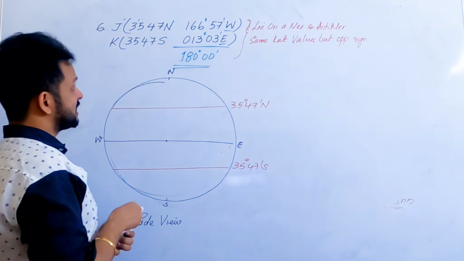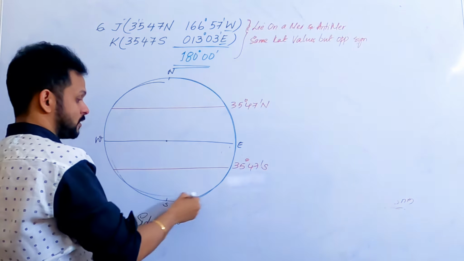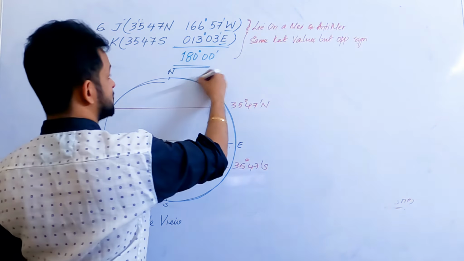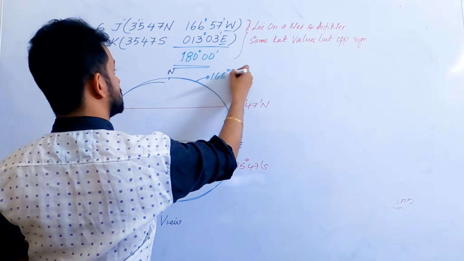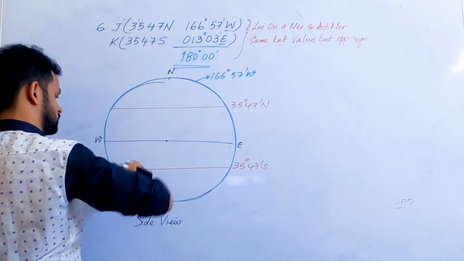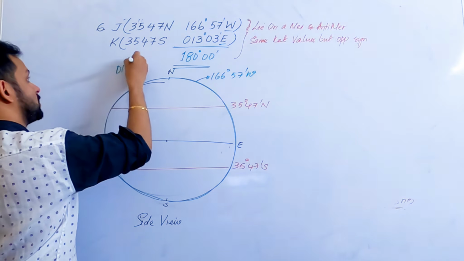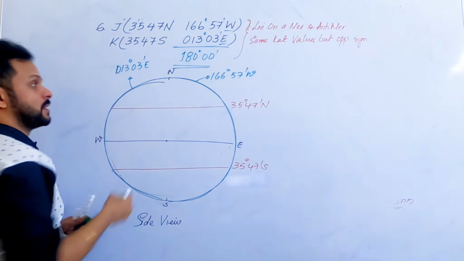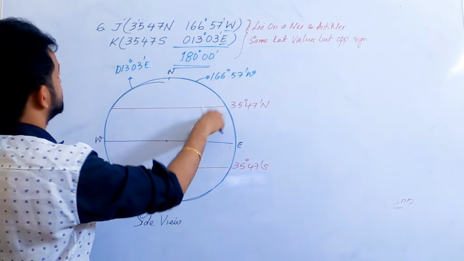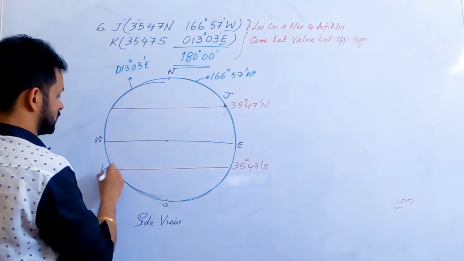So we can take any of these meridians as 166 degrees 57 minutes. It's not that the meridian towards your east has to be an easterly longitude. No, it can be westerly as well. So it's 166 degrees 57 minutes west here, and this is going to be 13 degrees 3 minutes east. Let's now mark the points here. Intersection of 35 degrees 47 minutes with 166 degrees 57 minutes is J, Juliet. And over here you get Kilo.